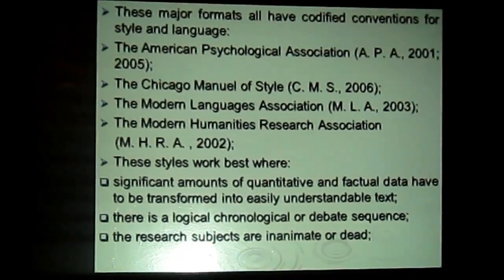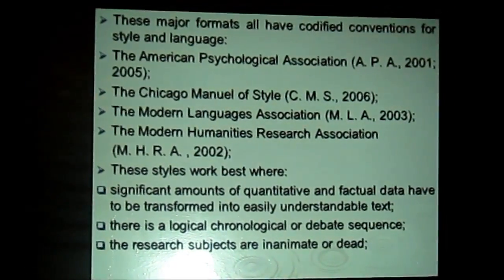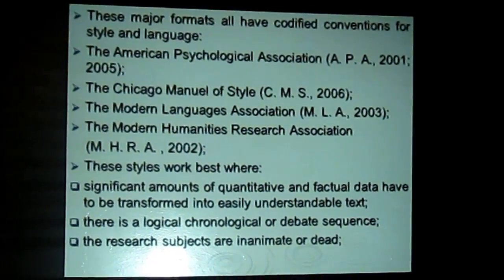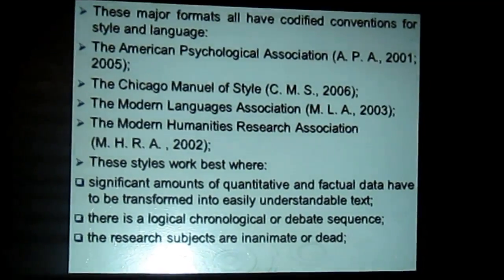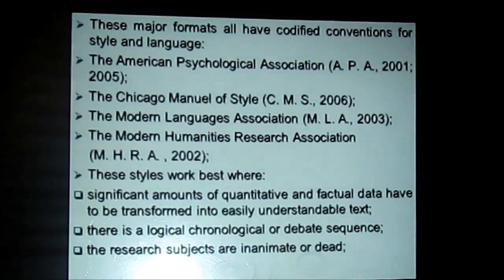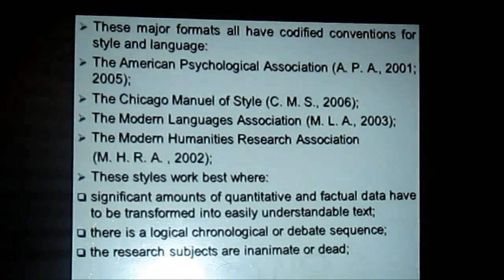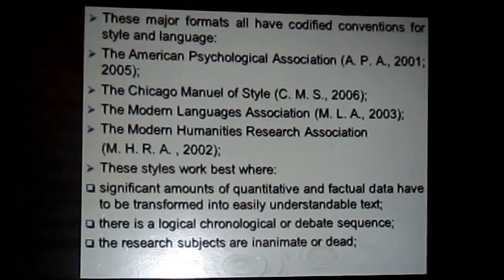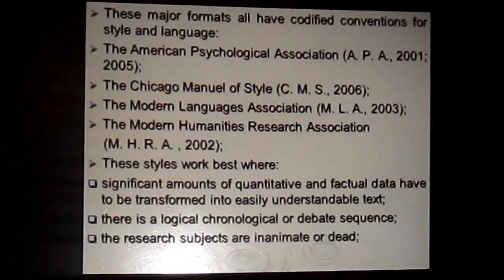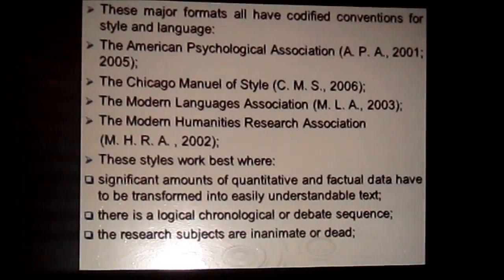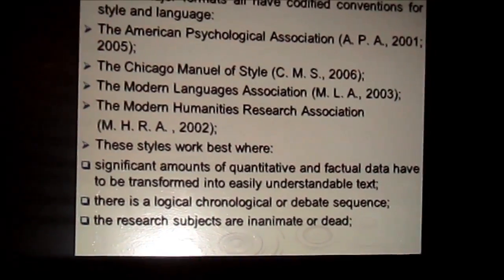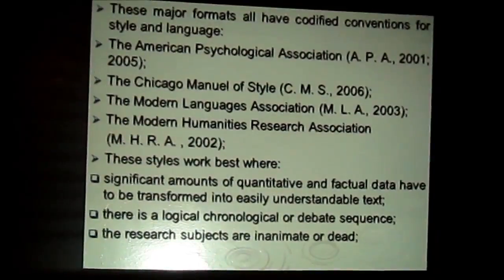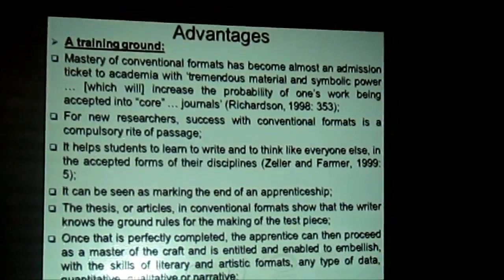All right. The major conventional formats for writing a research paper are: we have the American Psychological Association manual, then the Chicago Manual of Style, then the Modern Language Association style, and also what is known as the Modern Humanities Research Association. So these are the most recommended conventional formats for writing a research paper.